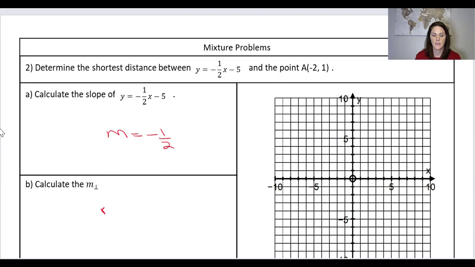The slope perpendicular is equal to, remember we flipped the fraction, switched the sign, so 2/1 or 2, and we switched from a negative to a positive. So the slope perpendicular is equal to 2.